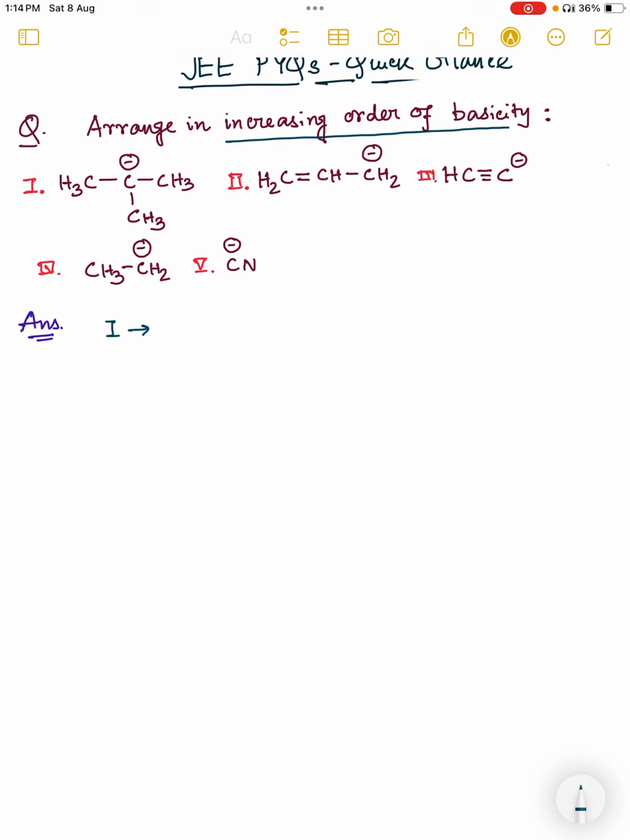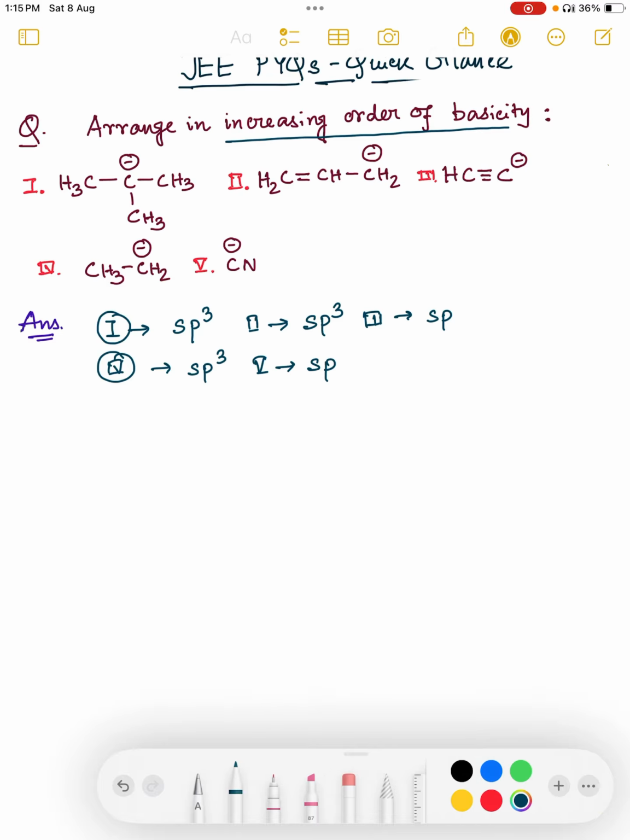So in the first one, it is an sp3 based carbanion. The second also is sp3. 3 is an sp hybridized carbanion. 4 is again an sp3 one, and the last one is sp.